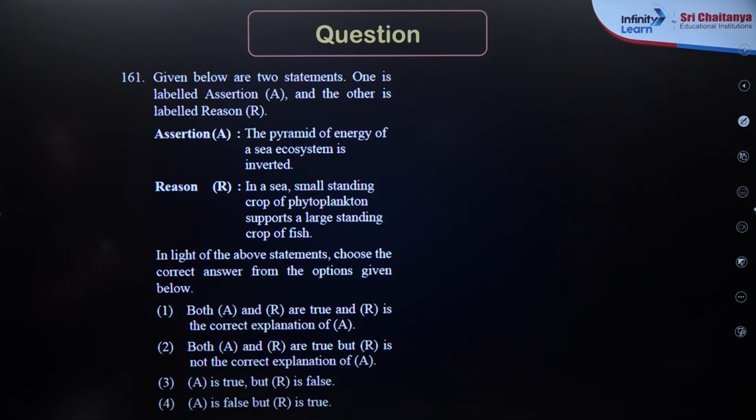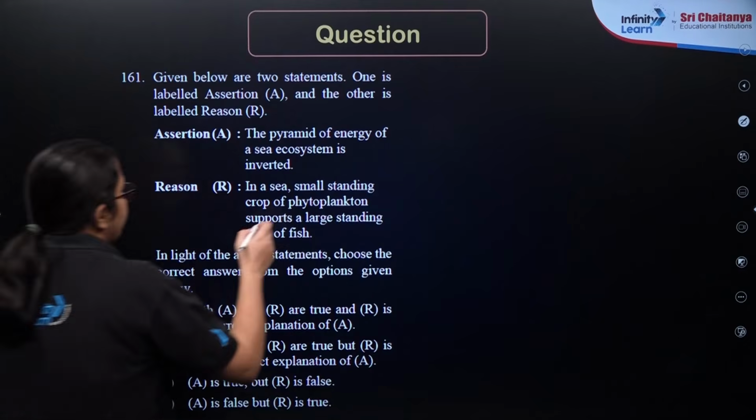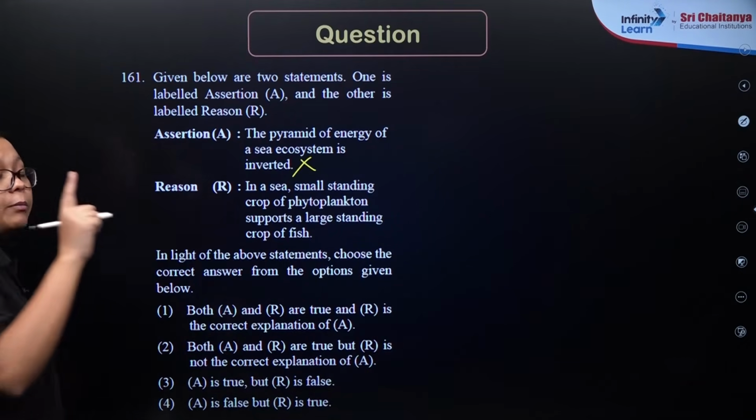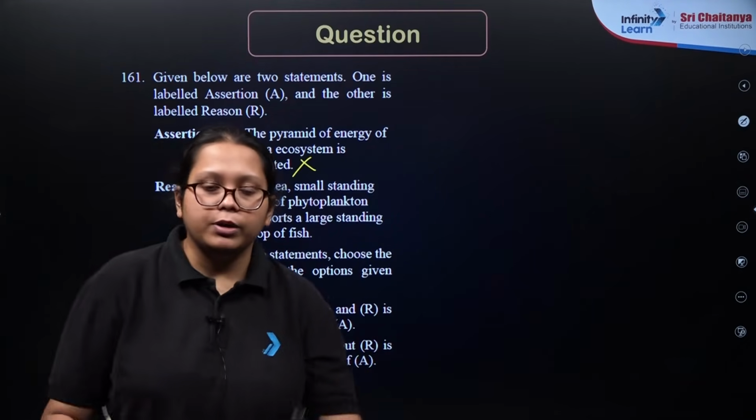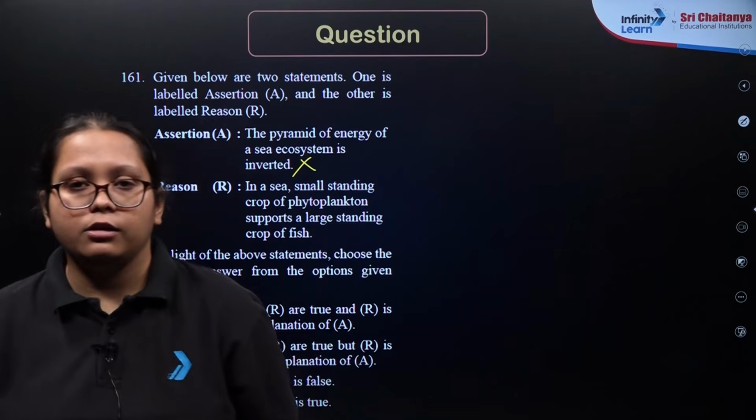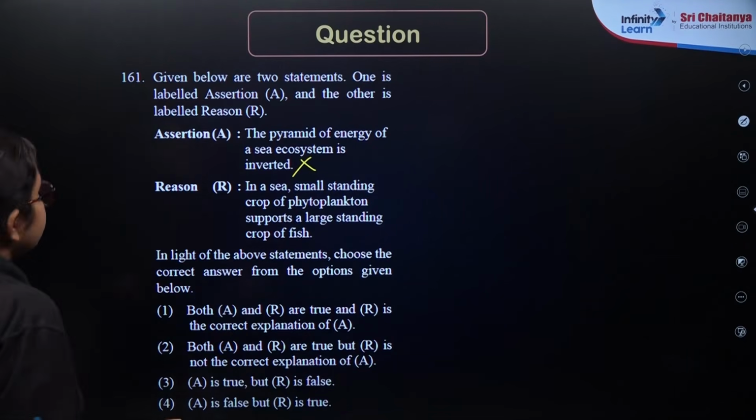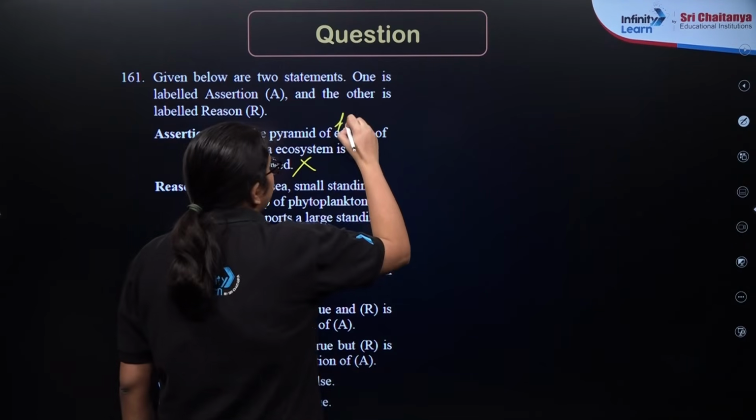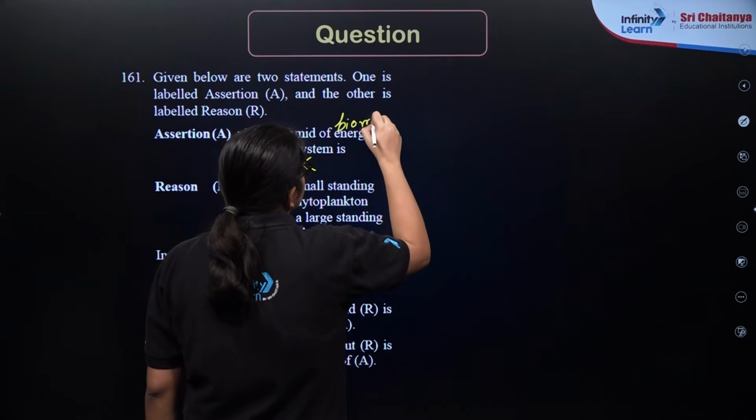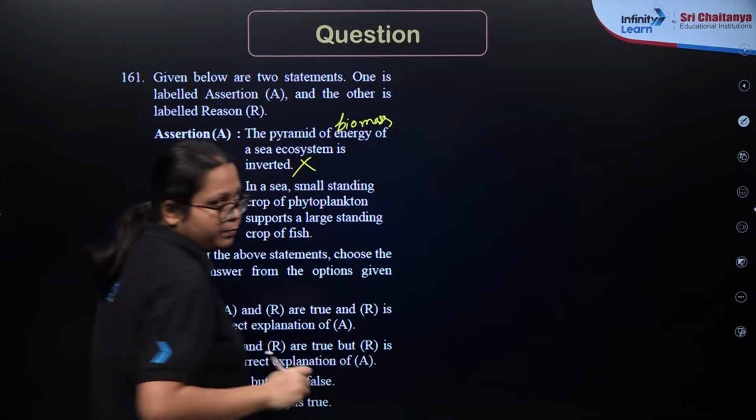Next question, the pyramid of energy in a sea ecosystem is inverted. Very, very wrong. Pyramid of energy is never inverted. Pyramid of energy is always upright. Pyramid of biomass, okay, biomass is inverted in sea ecosystem, not energy.